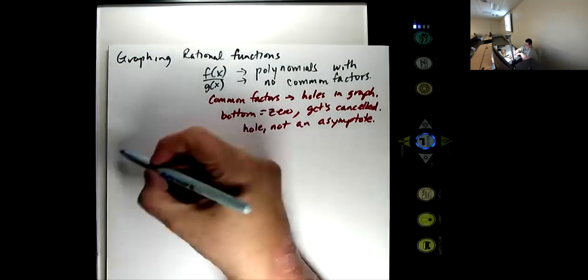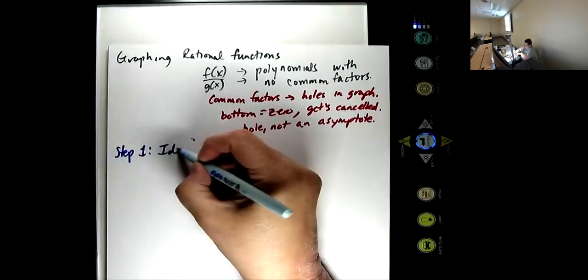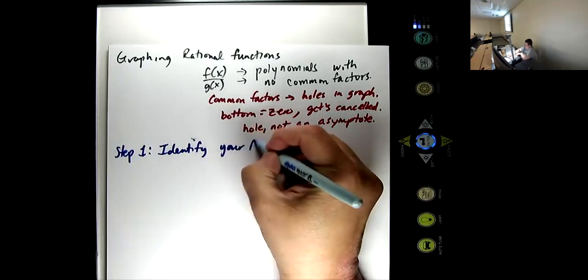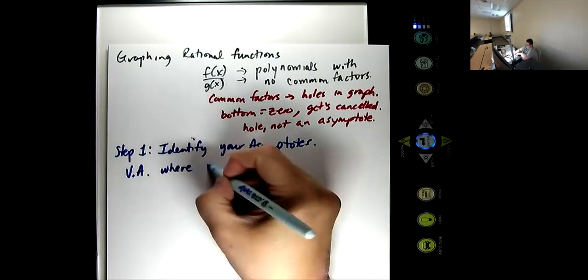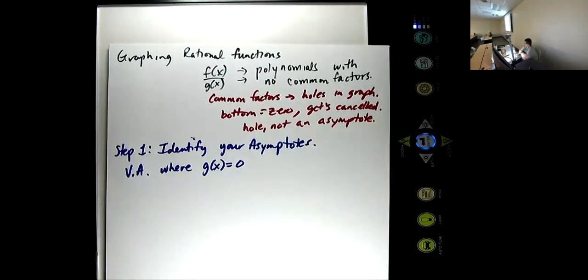So step one, identify your asymptotes. We have a vertical asymptote where g of x equals zero, the way I defined it up above. And then there are options for horizontal. There are horizontal asymptotes. There are slant or oblique asymptotes. And then there's something called curvilinear.